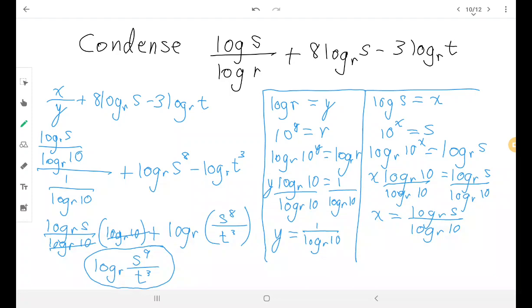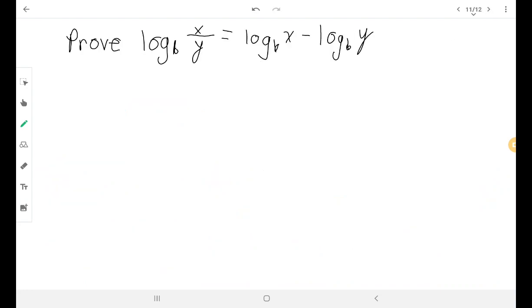I'll give you a moment to look at that. A lot going on in this problem. Just got to take it one little bit at a time. This is by far the trickiest part of that problem, right? All right, let's look at another one.